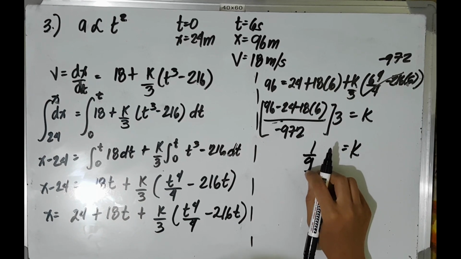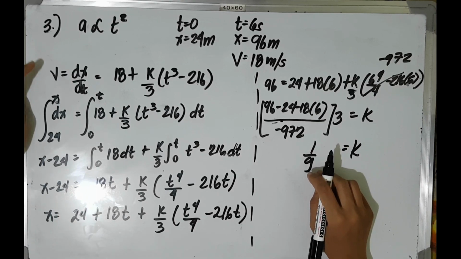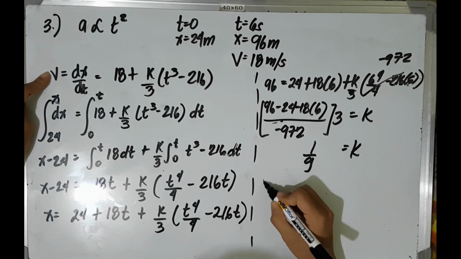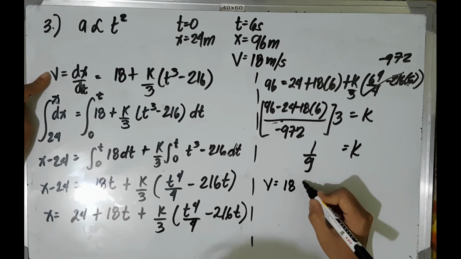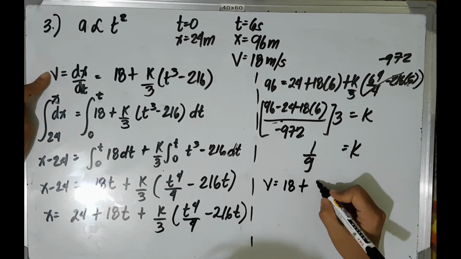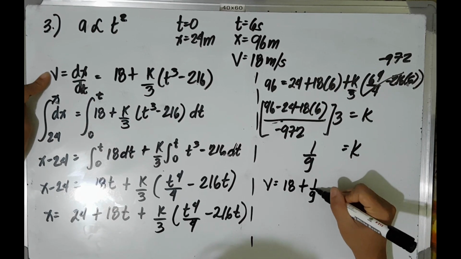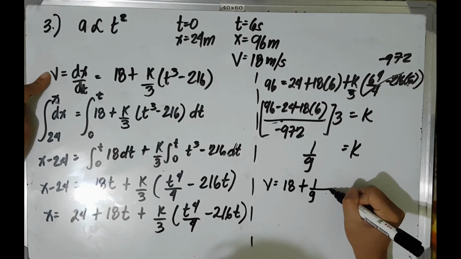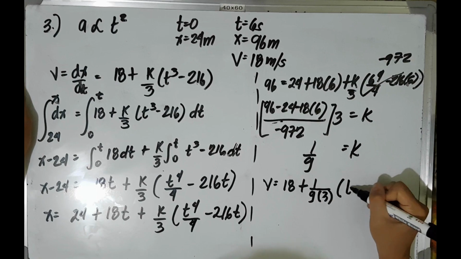Therefore, we can now proceed to the first equation na nakuha natin kanina for velocity. We will substitute k with 1 over 9. 1 over 9, t raised to 3 minus 16. So, labas natin yung 3 or yung 1/3.